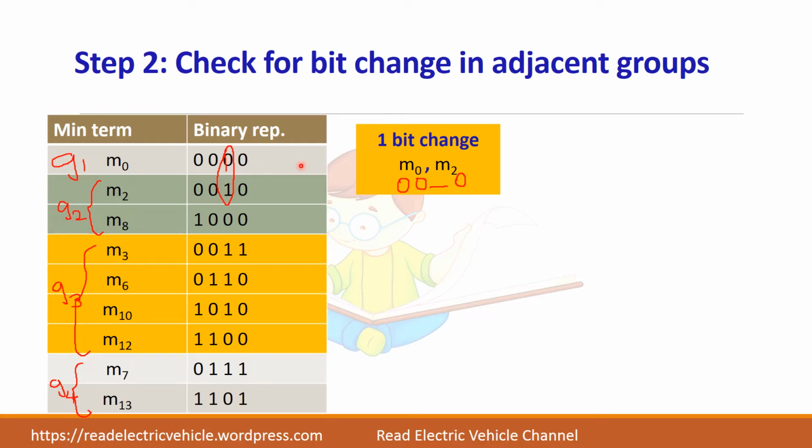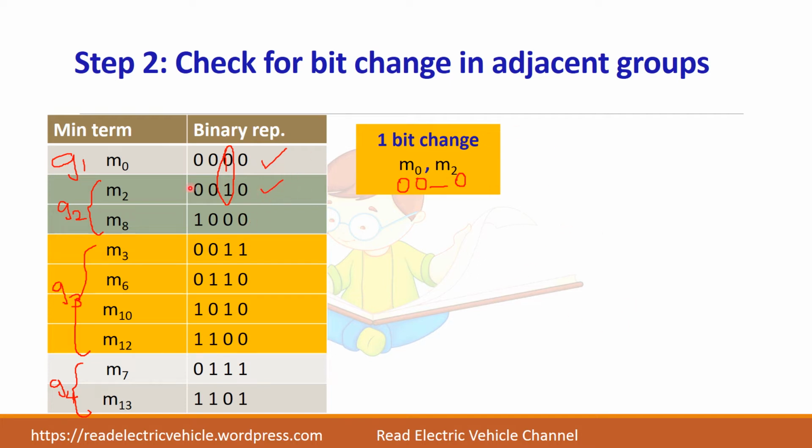Now you have to put a tick mark for these two terms. That is, whenever you compare two numbers or two minterms and you write this combination, you have to put a tick mark for these two minterms. Okay. So here I have M0 and M2. So for those two minterms I am putting a tick mark. This is very important to put a tick mark because it will define the final answer. So always remember to put a tick mark here.